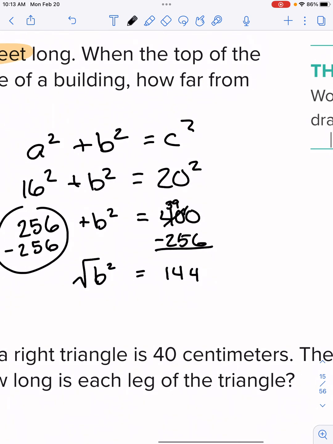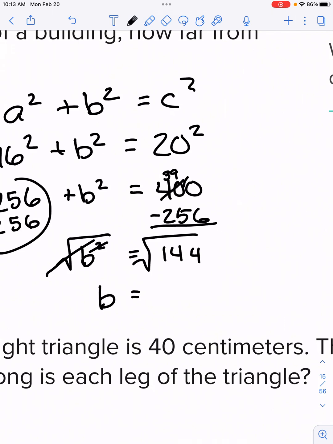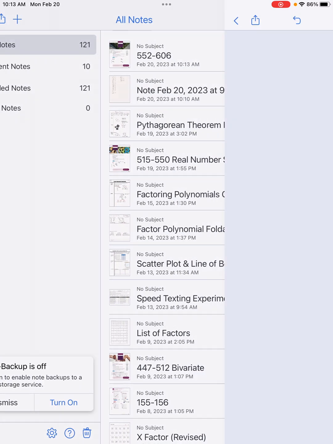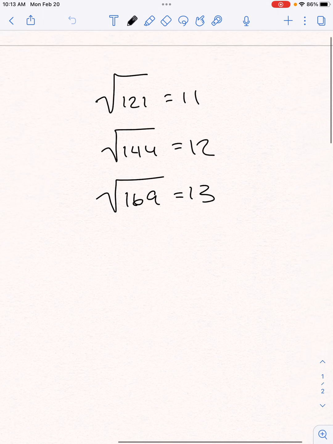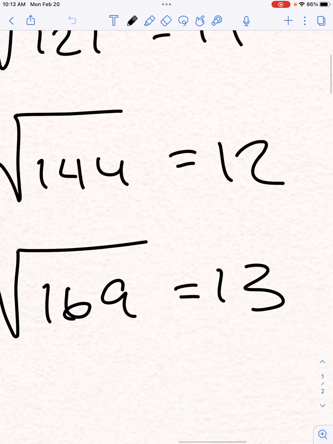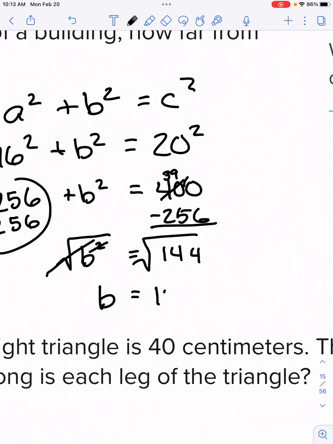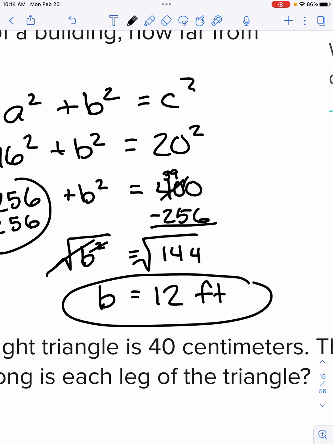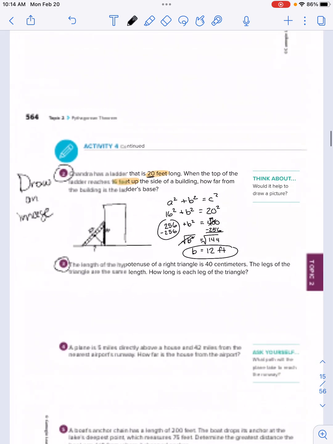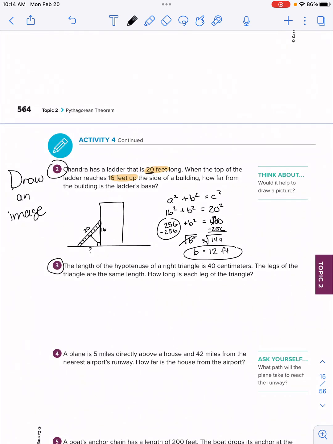And maybe this is familiar because if we take the square root of both sides, we get b squared equal to 144, and the square root of 144 is a perfect square. Square root of 144 is 12. Okay, so in our unit, it's got to be 12 feet from the base of the building. That's how far that ladder is going to be. Okay, so this was a nice number. We got a whole number. Next one, we're not going to get as nice of a number.